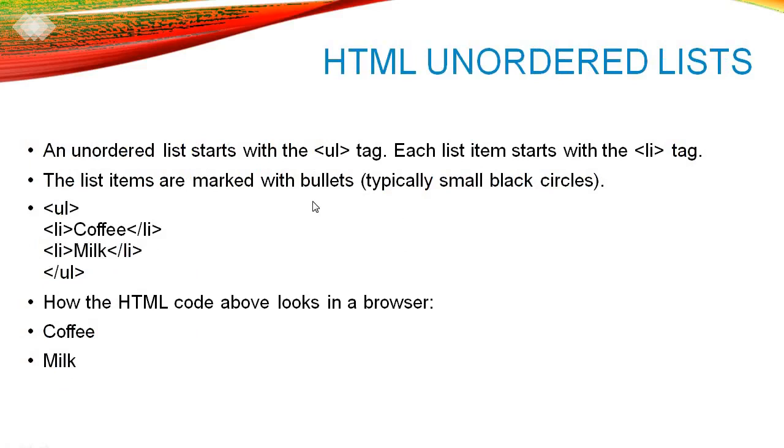Now the HTML unordered list. The unordered list starts with the UL tag, where each list item starts with the LI tag. The LI is the list item, which is marked with bullets, or you can say small black circles, like this. So UL, LI, coffee, LI, milk, then the closing of the list and the closing of UL. So what will be the output of the above HTML code? Here is the output. It shows coffee and milk with bullets. So this syntax gives you this output.